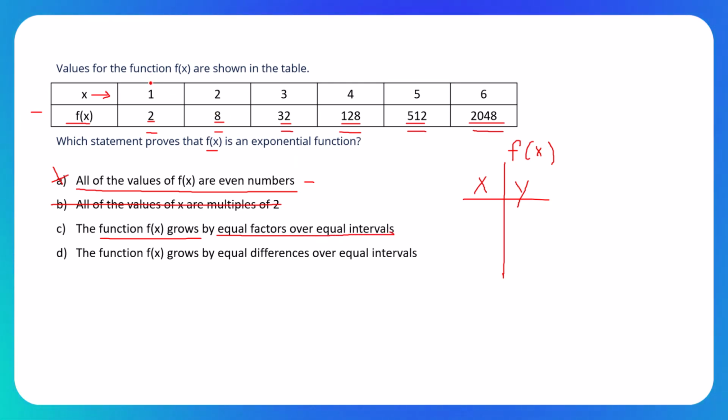If we look at x, the intervals are equal. We're going up 1 each time. We're just adding 1 each time. So those intervals are equal.